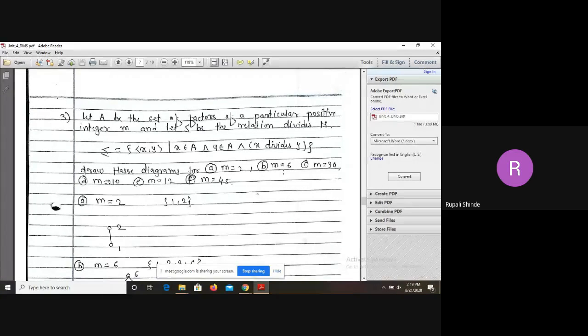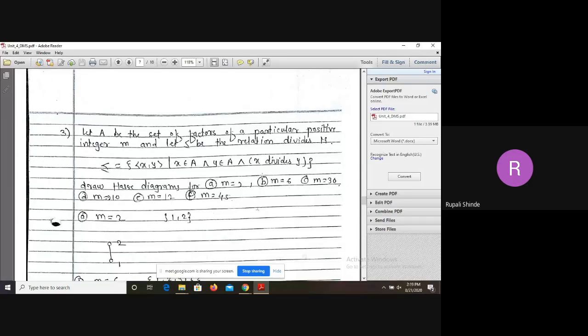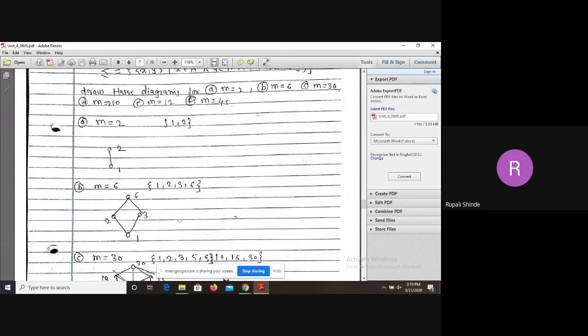Now the next one is m is equal to 6. Means again we have to find the elements that can divide 6. What are the divisors of 6? First is 1, second one 2, then 3, then 6. So there are a total of 4 elements, so 4 circles should be there in the Hasse diagram. The first element is 1 and we have placed it here. Now the next one is 2. So 1 divides 2, that's why we have connected these 2 elements by a direct line.